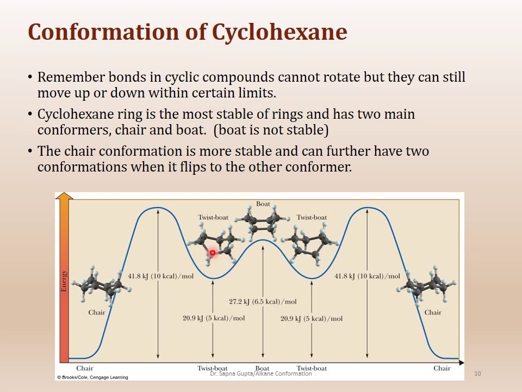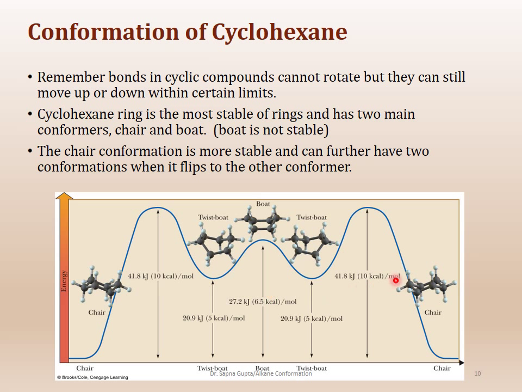This is the twist boat, where the ring is trying to get a little twisted, not a very good idea. And then here's the boat conformation, in which you can see that this atom has moved up. Once it moves up, it kind of looks like a boat, so that's called the boat conformation. Going from the boat to the other conformation, which is called the chair conformation, it has to go through the twist boat, and then it comes down to the chair conformation.